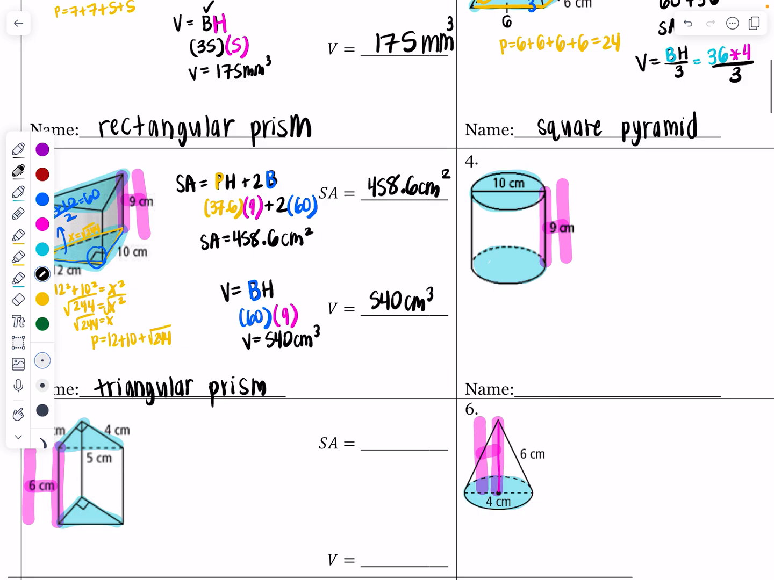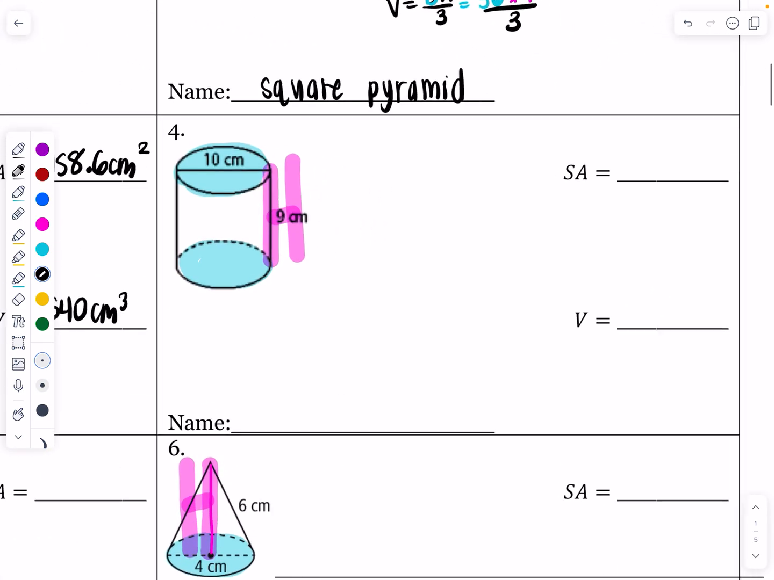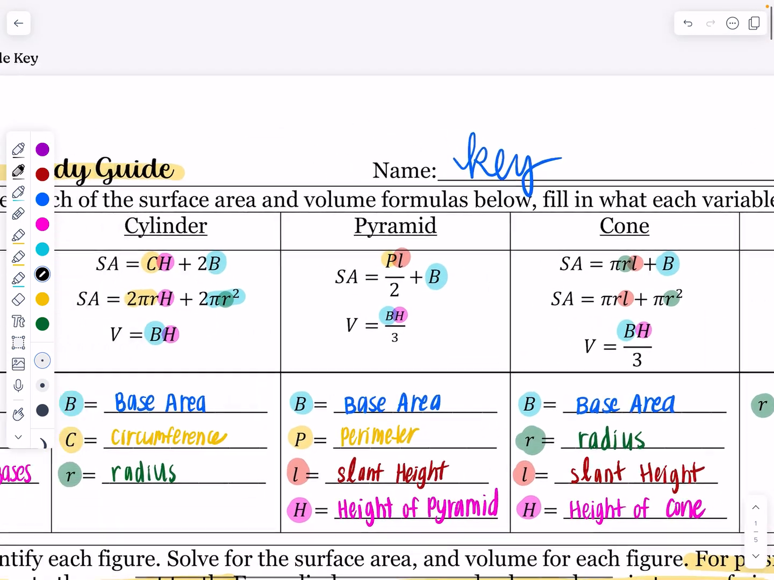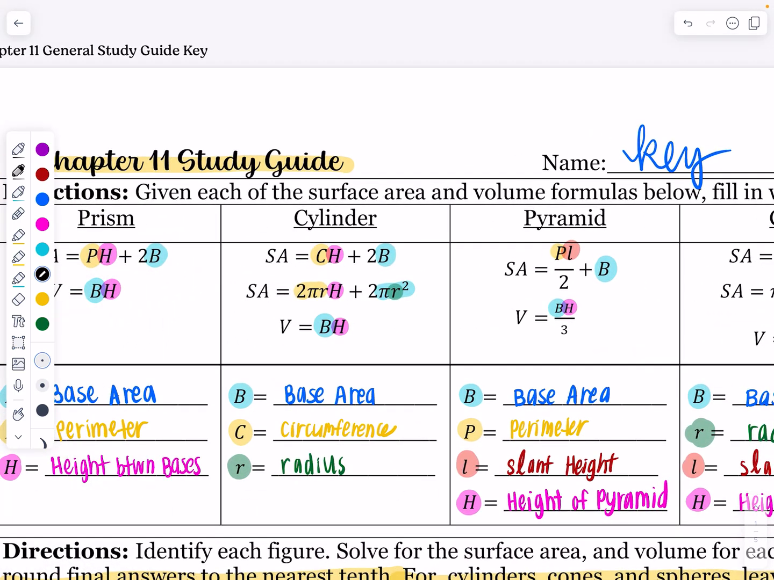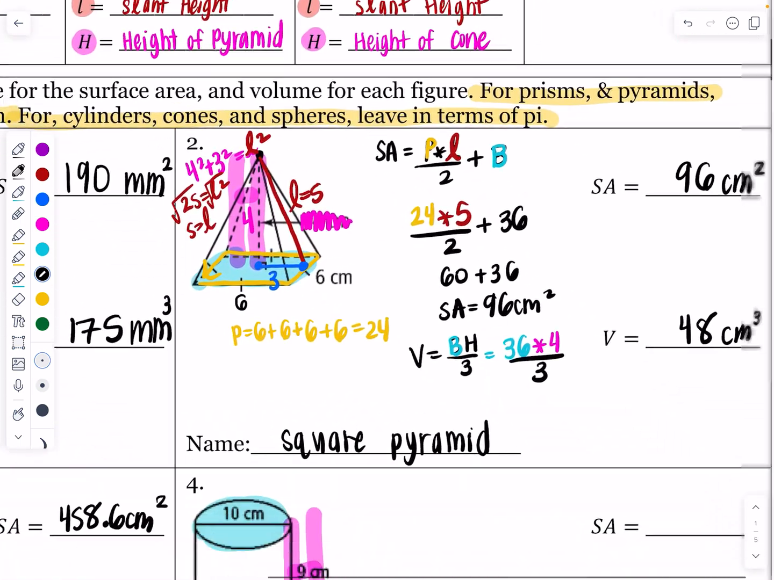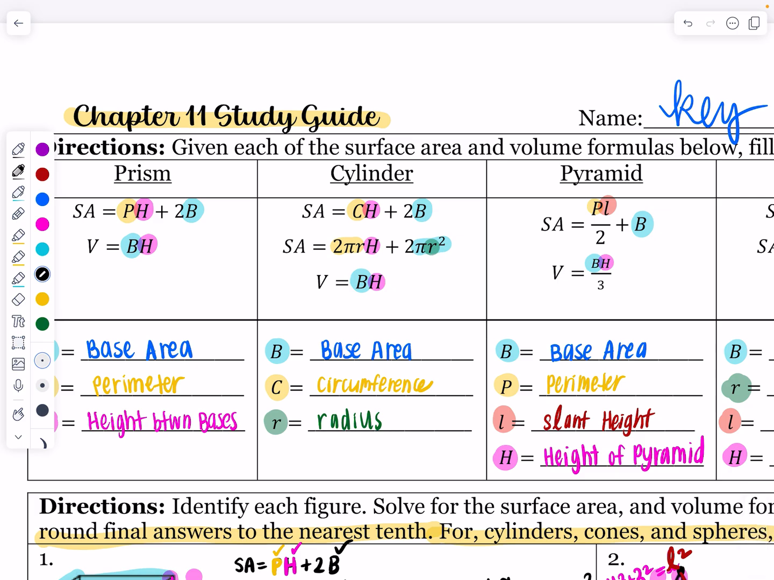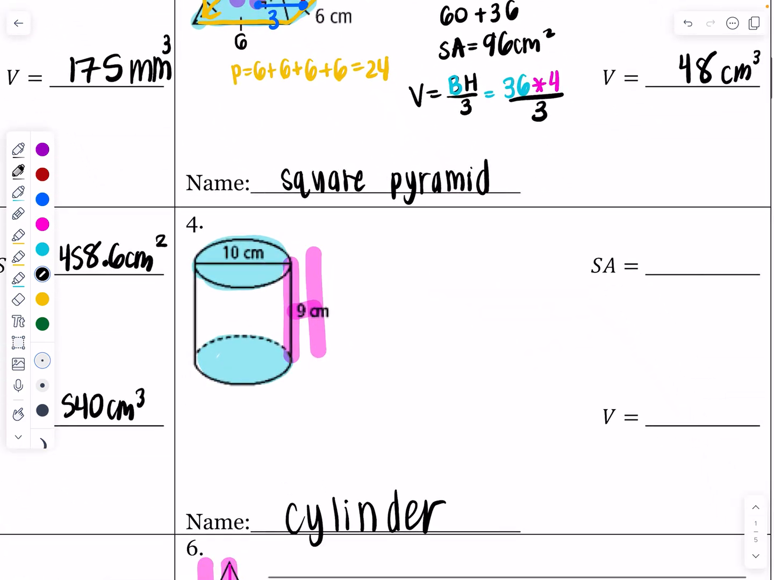Okay. All right, let's do the cylinder. So this is a cylinder. It's got 2 bases. They're both circles. And then we're going to go grab those formulas. What is the surface area of a cylinder? 2 pi RH plus 2 pi R squared. It's got both on there. It's got circumference times height plus 2 bases, but it also goes ahead and fills it in for you. So surface area is going to be equal to circumference, which is 2 pi R, times the height, plus 2 bases, so it's going to be 2 pi R squared because they're both circles.